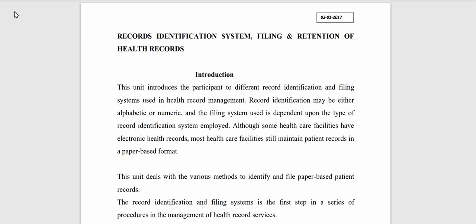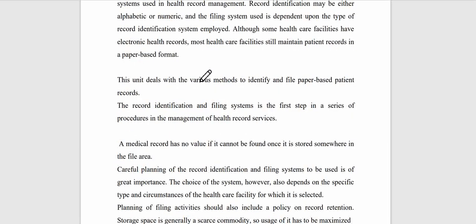Record identification and filing systems are the first steps in a series of procedures in the management of health records. So you must understand how your records are being filed and how they can be identified. In order to have effective running of medical record departments, and we all know that for good medical care, the medical record department must be well implemented and managed. If it is poorly maintained, it will definitely reflect poor services in such healthcare facilities.